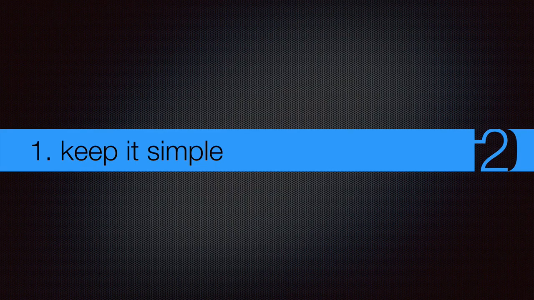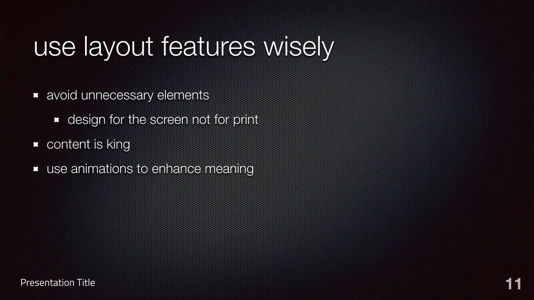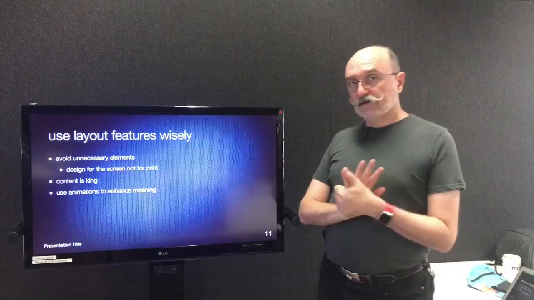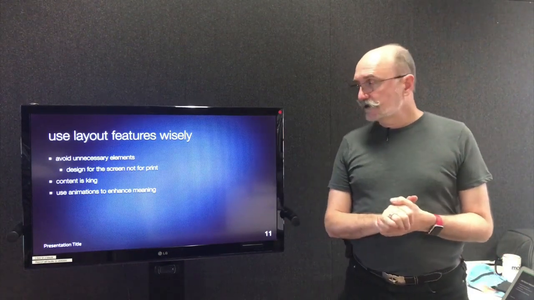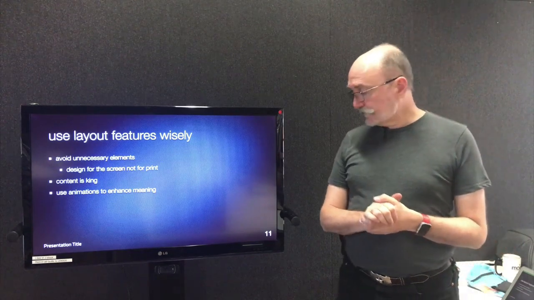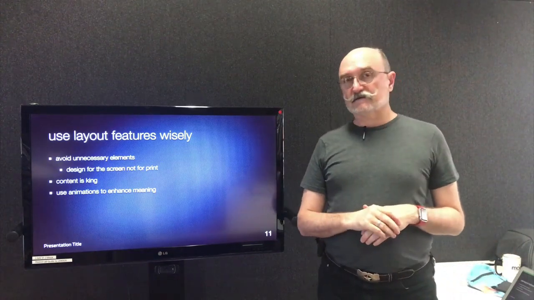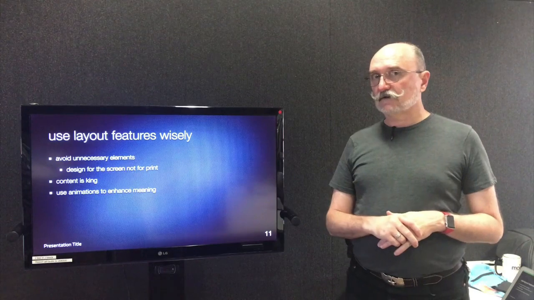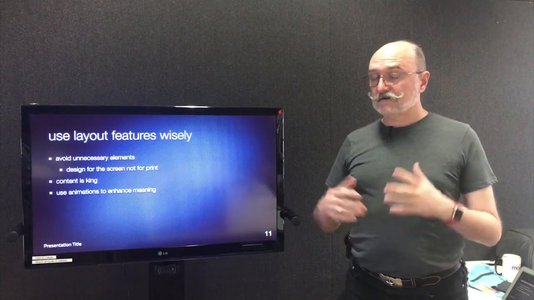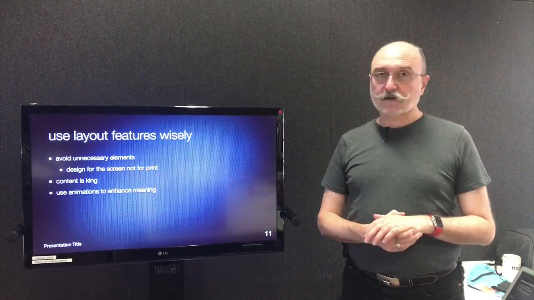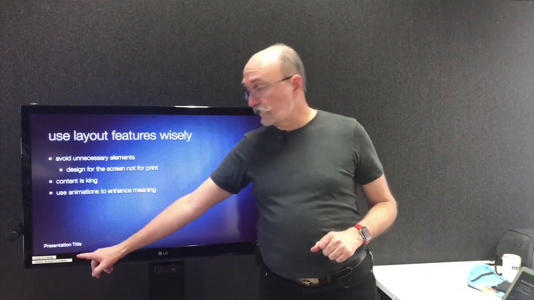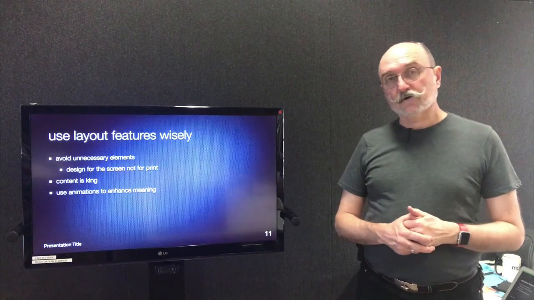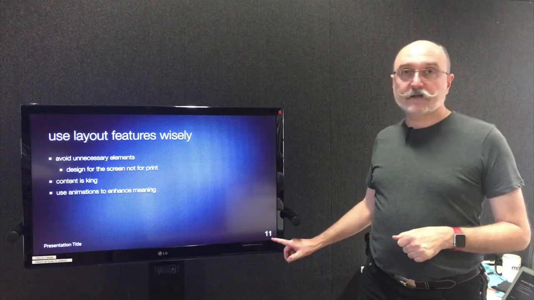So firstly, keep it simple. There are many ways of thinking about this. You want to use layout features wisely. Now, one of the first things you do when you get your hands on PowerPoint or Keynote, depending on what you're using, is that this software will give you features that you don't necessarily want to use. So the default slides that you get in something like PowerPoint will give you the title of the file on the corner of the page and the slide number.